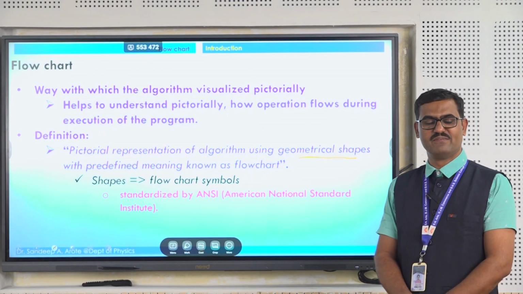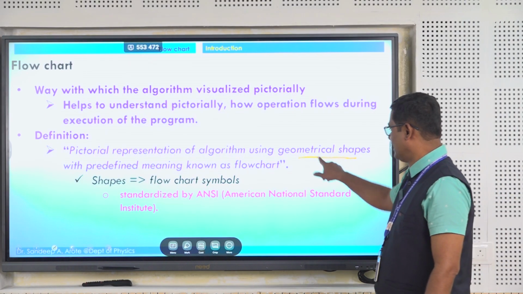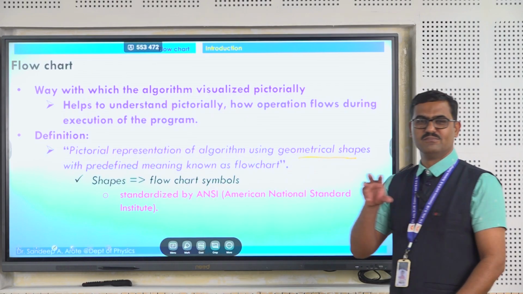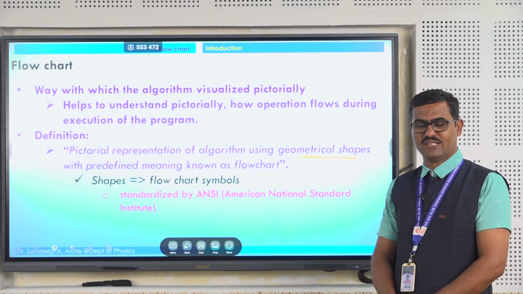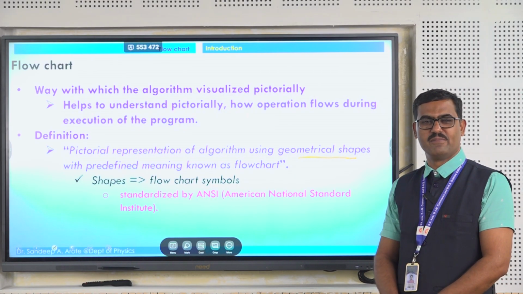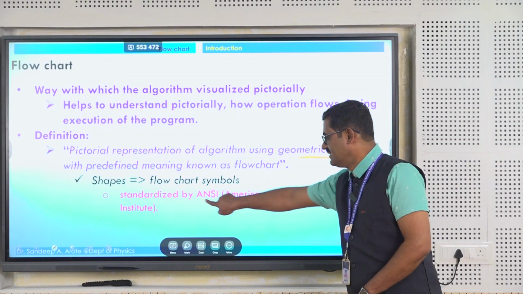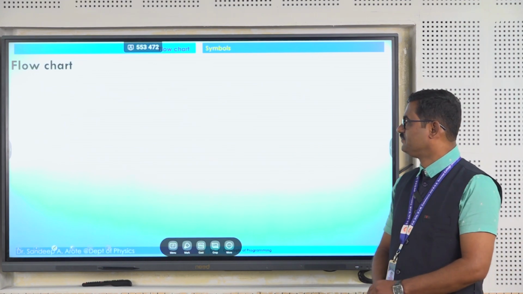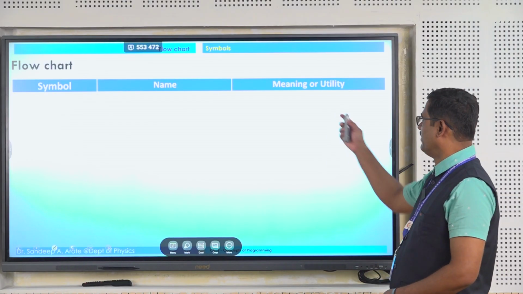Now what do we mean by predefined meaning? Predefined shapes means those shapes have some specific meaning. Not all geometrical shapes are allowed in a flowchart, but some are standardized by American National Standard Institute, and these shapes, that is known as ANSI. So these shapes we can use to construct the flowchart. So let us see what they are. The symbol, name and meaning.